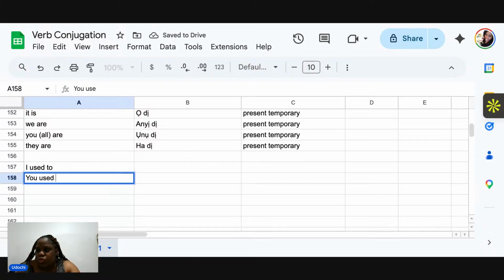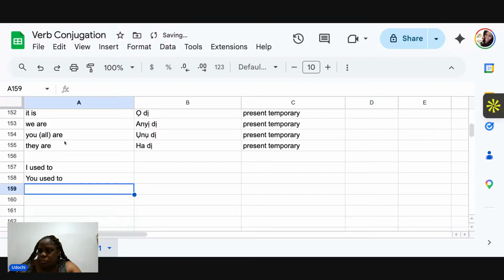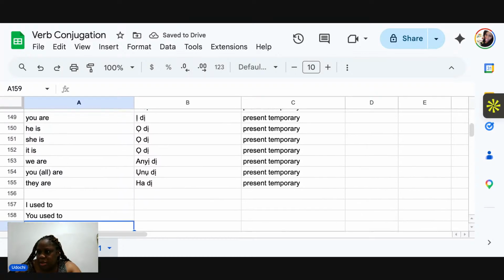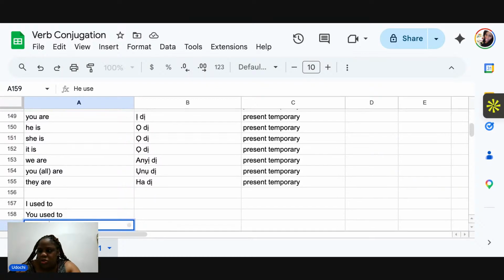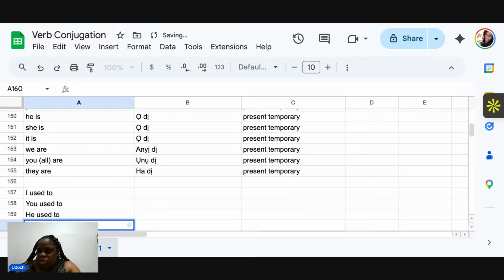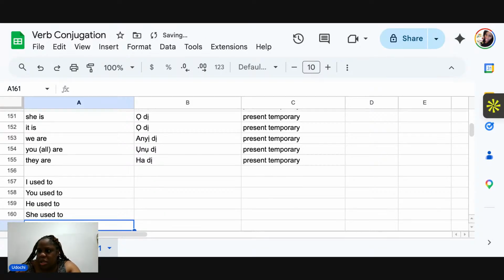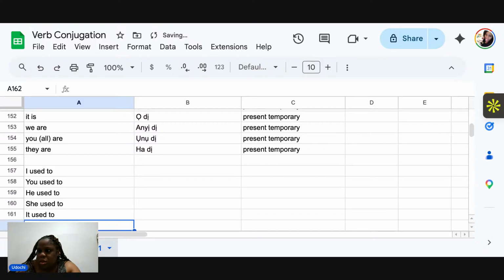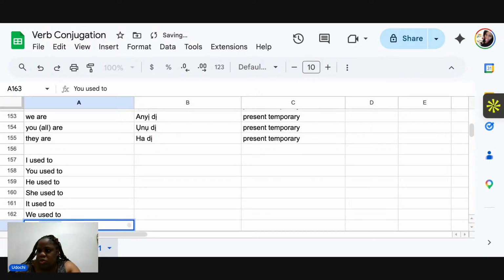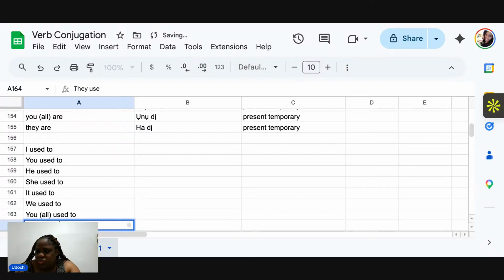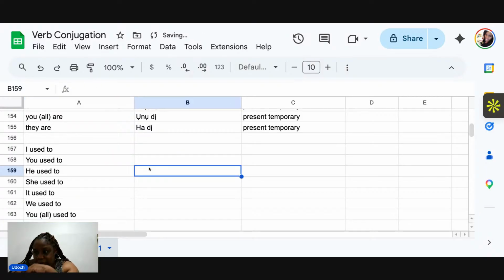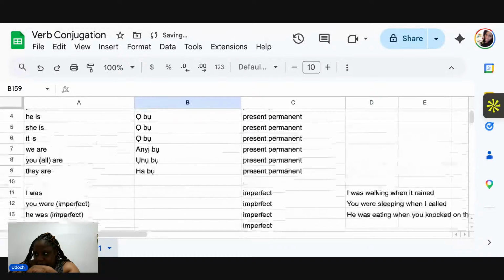You used to. What do we put? He used to. She used to. It used to. We used to. You all used to. And they used to. That's another thing that they have in Igbo language that you gotta remember.